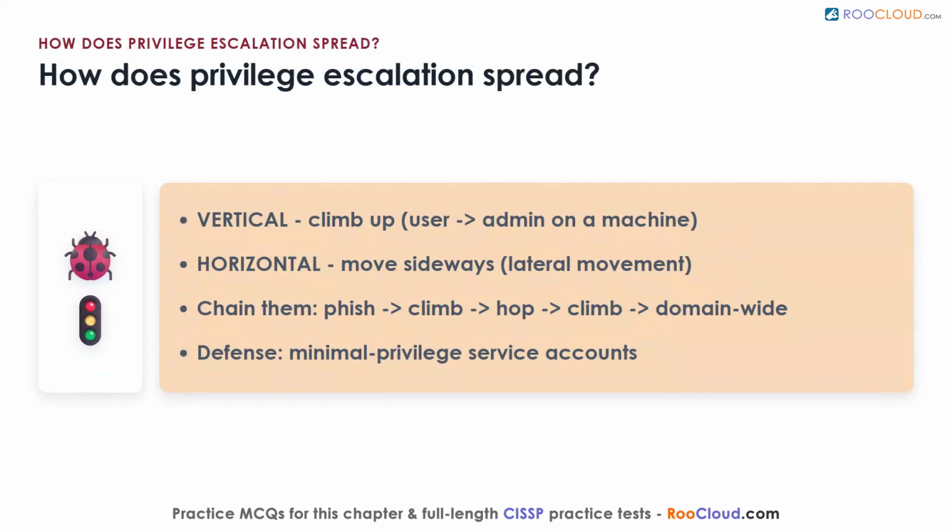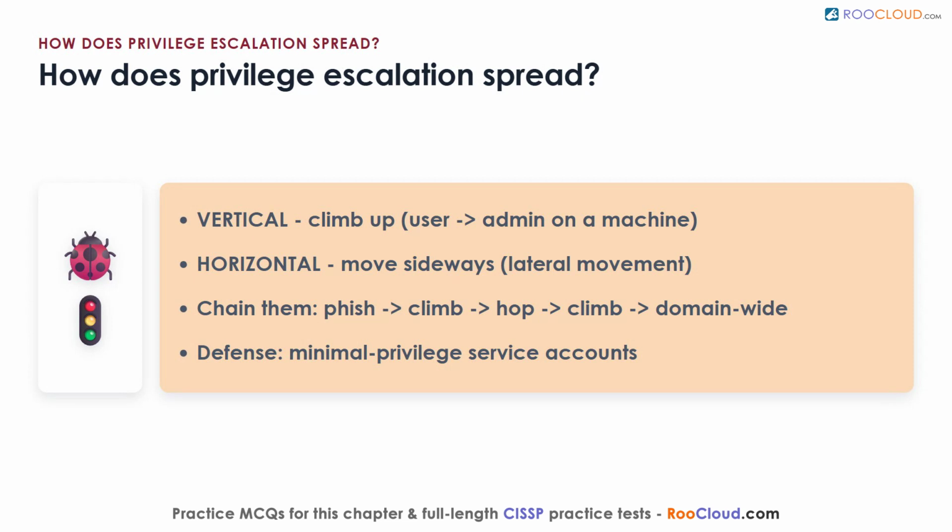Now, the first major attack technique. How does privilege escalation spread through a network? Privilege escalation is any move that gives a user more power than they should have. It comes in two directions. Vertical escalation climbs upward, turning a regular account into an administrator on the same machine. Horizontal escalation moves sideways, reusing that foothold to compromise other accounts and computers at the same level, which is also called lateral movement.